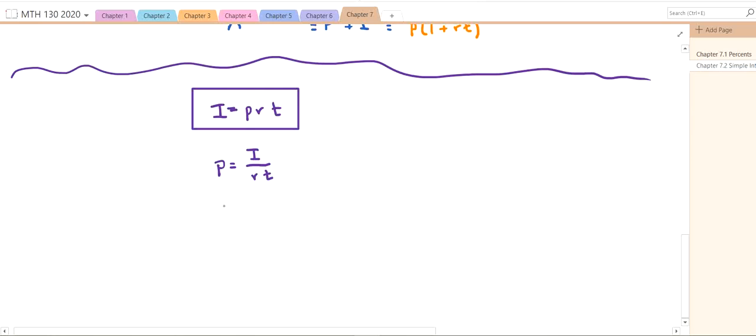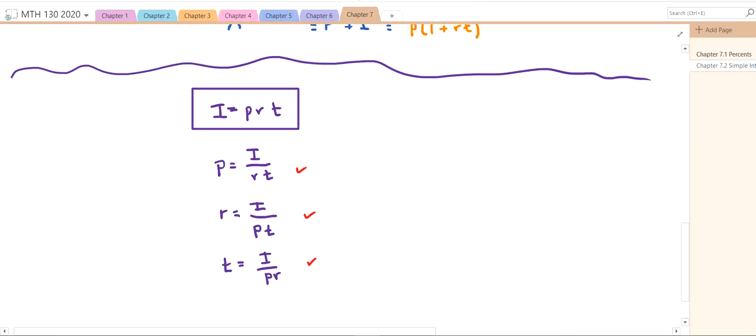I could solve for R. R equals I over PT. Or we could take this equation and solve for time: T equals I over PR. Now, I don't see any point in memorizing these four equations.